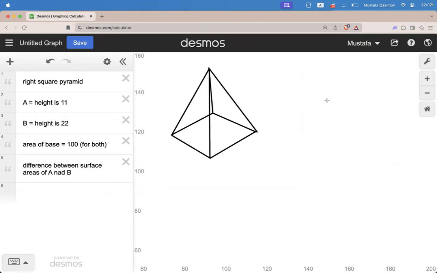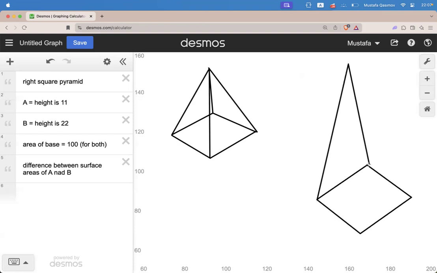Okay, it is our first pyramid. Let's say that the height is 11. And we have the second one. And their bases are the same, it's also important. If their bases are square and they have an area of 100, we can say that the side of the base is equal to 10, right? Okay, let's write here 10. This 10 and that one is also 10. They are also 10.